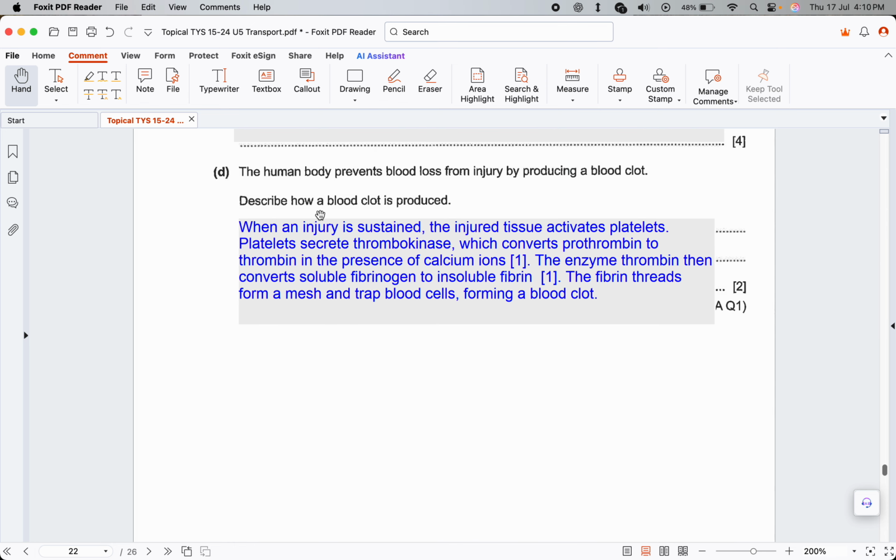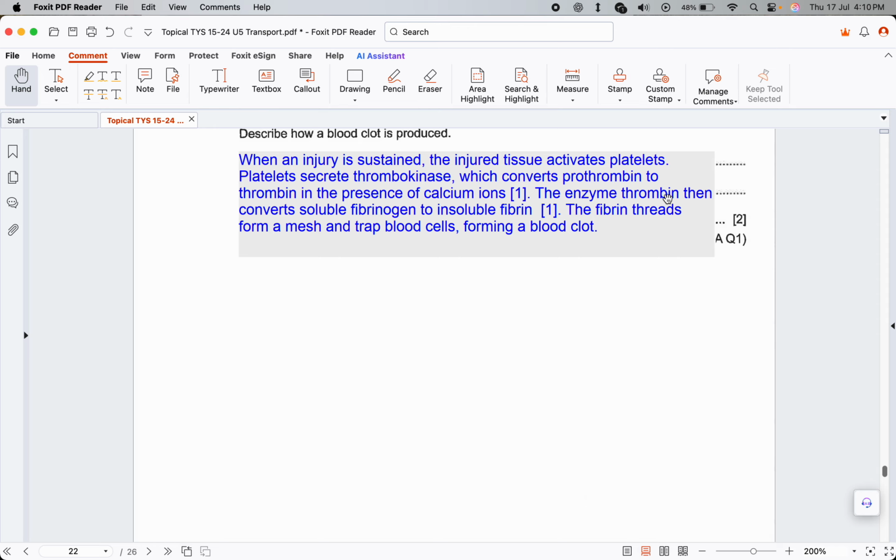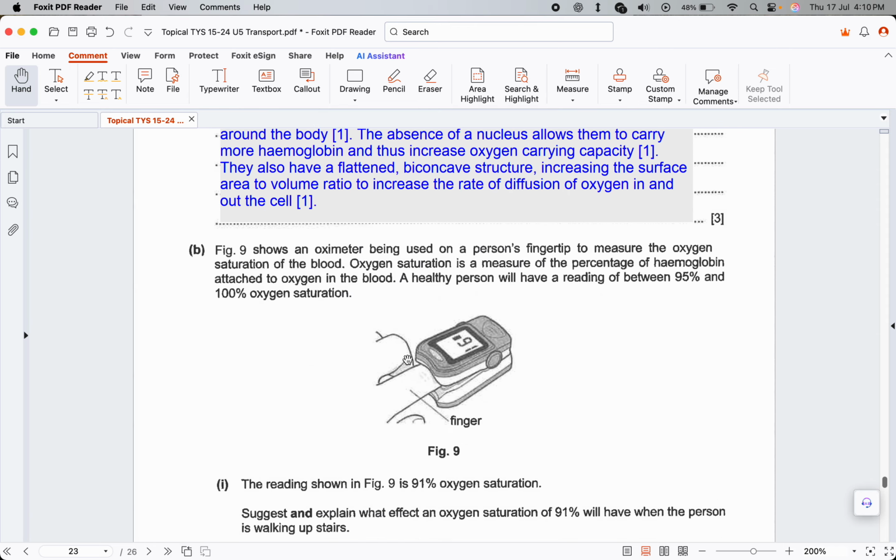Okay, human body blood clot is once again the same story, right? Sometimes it's 2 marks, sometimes it's 3 marks. Doesn't matter, just repeat the same story. It doesn't hurt to write a little bit more.